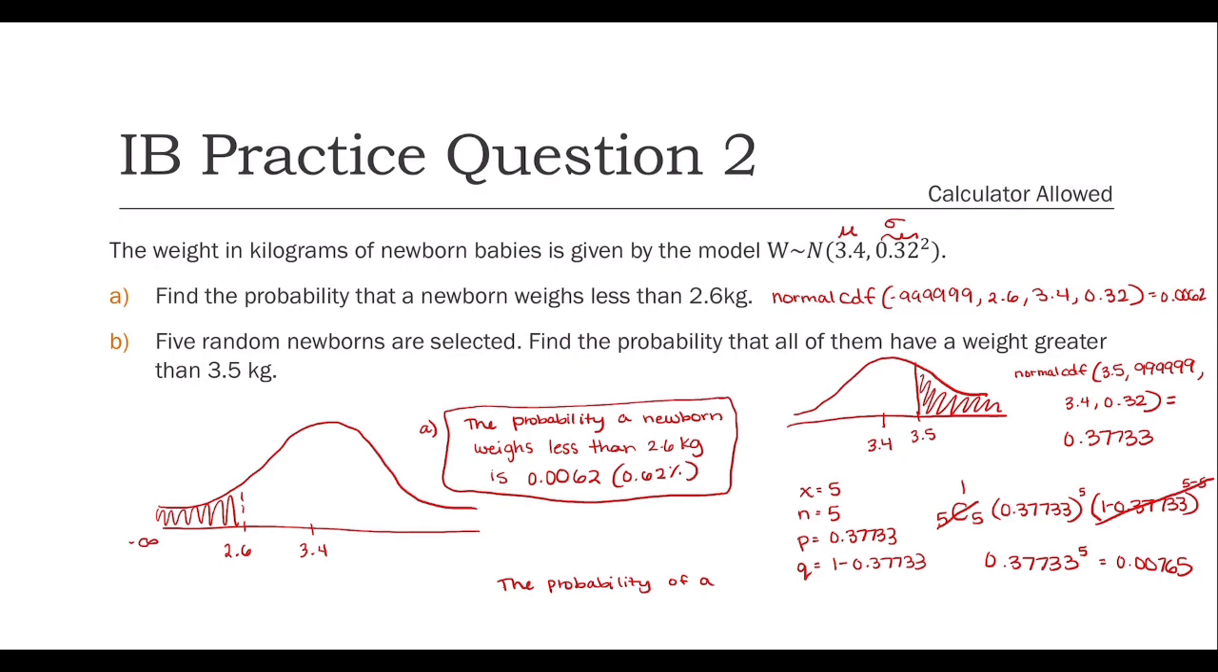So the probability of all 5 weighing greater than 3.5 kilograms is 0.00765, which is 0.765%. So that's your solution to part B.